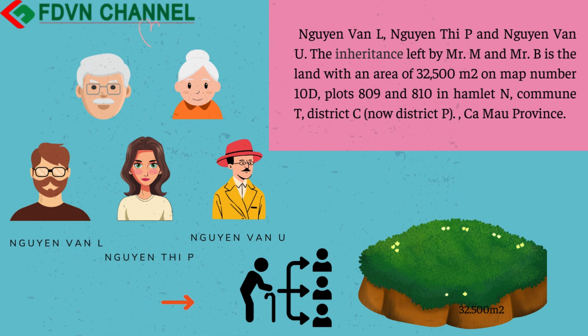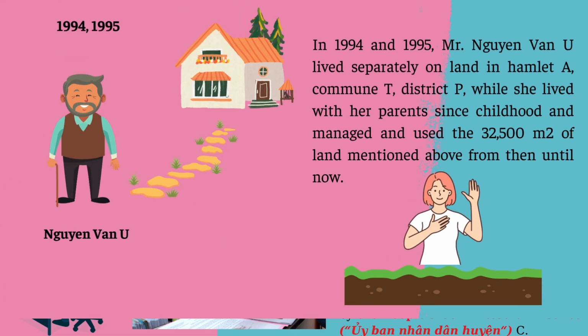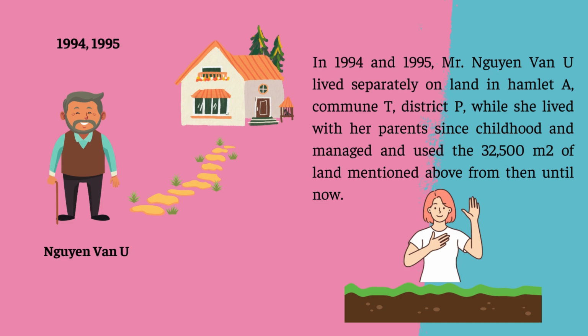Ca Mau Province. The origin of the disputed land is that Mr. B's father and mother exploited it, then let Mr. M and Mrs. B and her husband manage and use it. In 1993, Mr. M declared in the Cadastral Index Book of Map Sheet number 10D, plots number 809 and 810, and was granted a Certificate of Land Use Rights by the People's Committee of District C. In 1994 and 1995, Mr. Nguyen Van Nhu lived separately on land in Hamlet A, Commune T, District P, while she lived with her parents since childhood and managed and used the 32,500 square meters of land mentioned above from then until now.